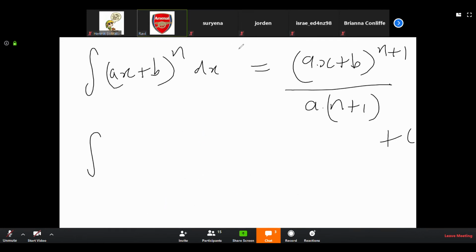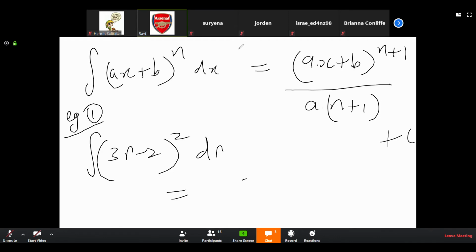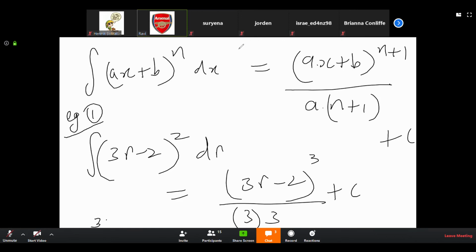The integral of (3r - 2) squared dr. So the answer, directly you're able to write down, (3r - 2) to the power of, add 1, right? So 2 plus 1 is what? 3, divided by 3. But then you have to multiply by the coefficient of r, which is just 3, plus c. So my final answer is (3r - 2) cubed, all over 9, plus c.